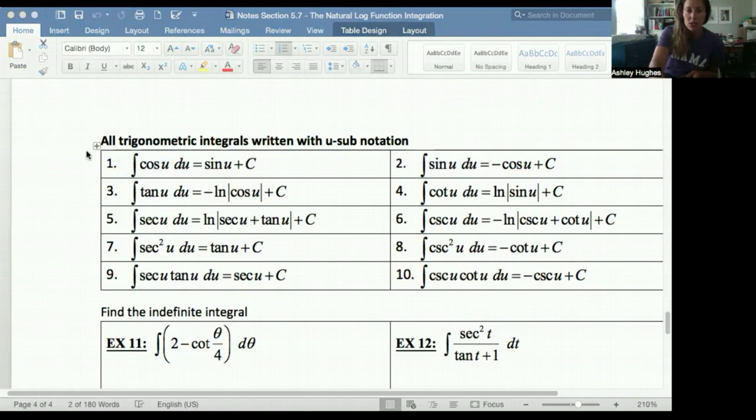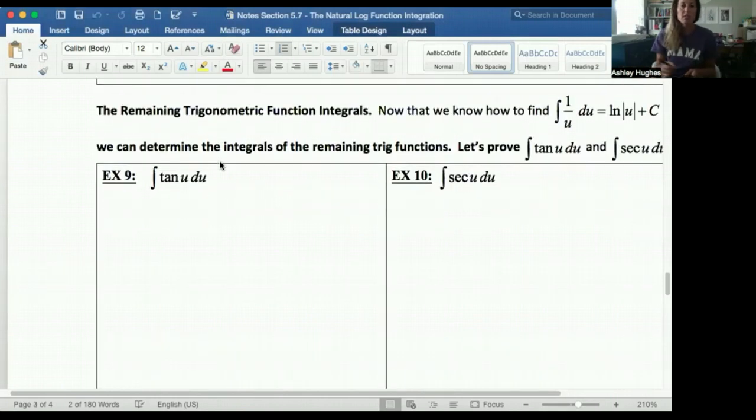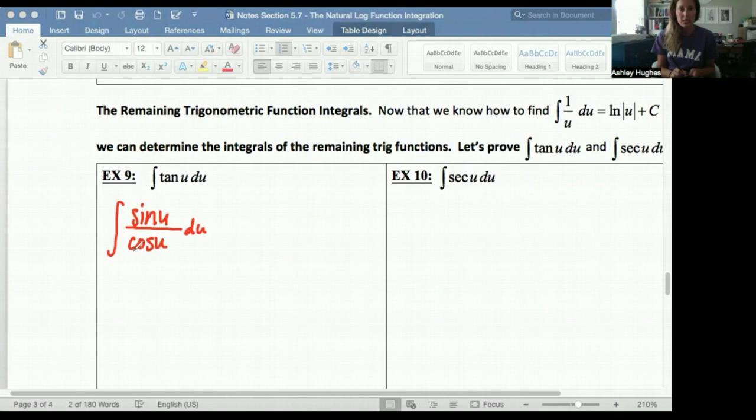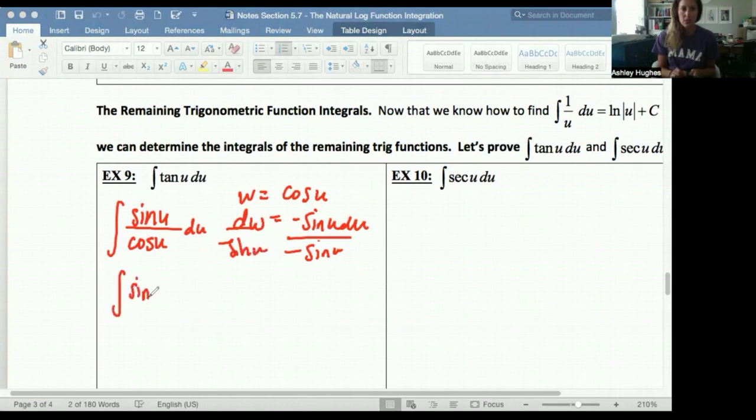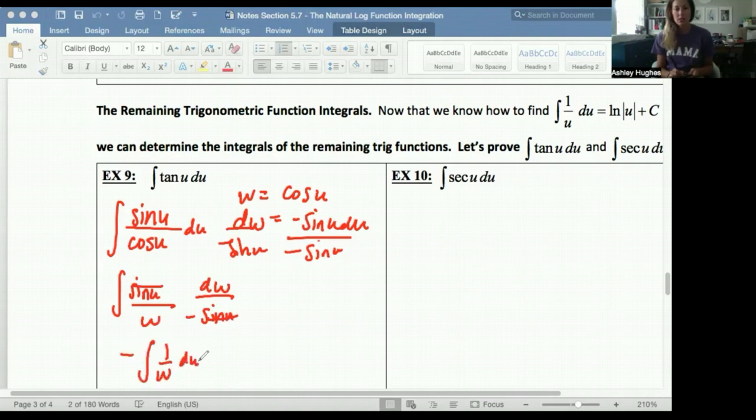Well, there's a proof for that, which I will show you, but then you can also just memorize it. So if you remember, tangent can be written as sine over cosine. And hey, what do you see? Cosine, what's the cosine's derivative? Negative sine. So if I use W instead of U, if I say W is cosine, dW would be negative sine U, du, divide by negative sine U. So I have sine U, du is dW over negative sine U, so those sine U's cancel over W. So I'm left with negative 1 over W, dW. So negative natural log of W plus C, negative natural log of cosine of U plus C.